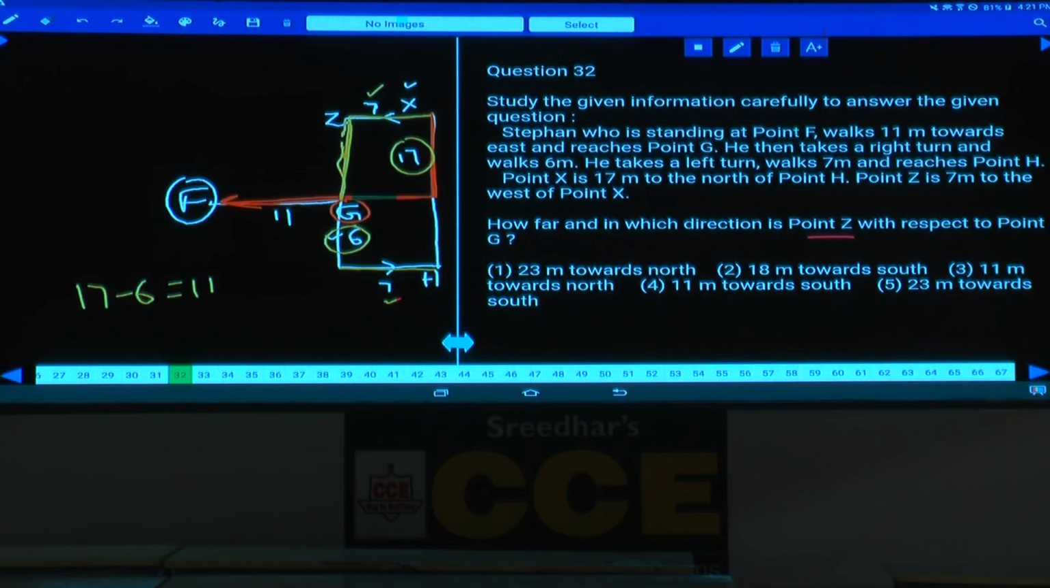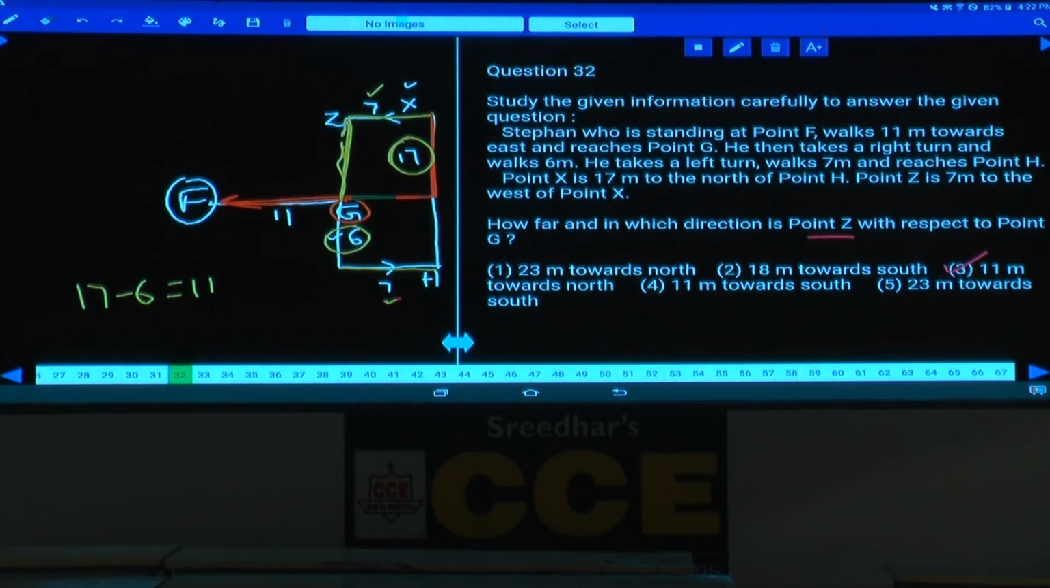Now, how far and in which direction is point Z with respect to point G? Tell me what is the total distance here. This is 17 and this is 6, and 17 minus 6 is 11. 11 meters towards which direction? 11 meters towards south, that is choice 3.